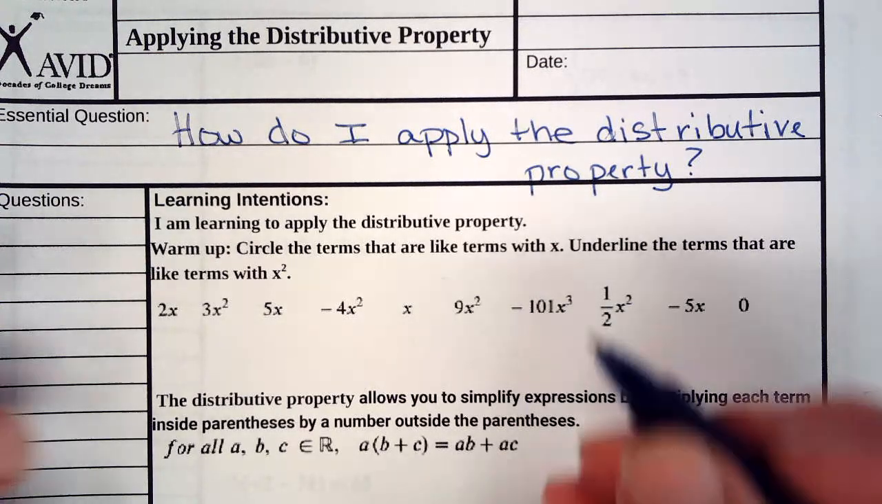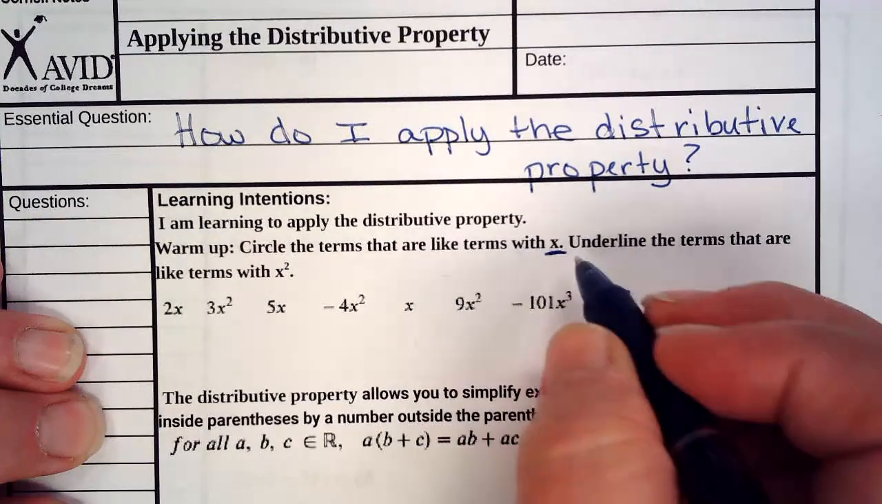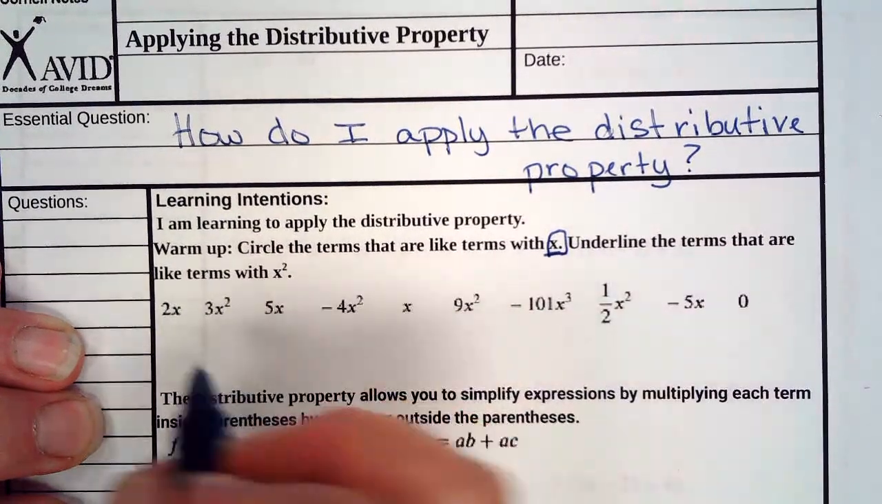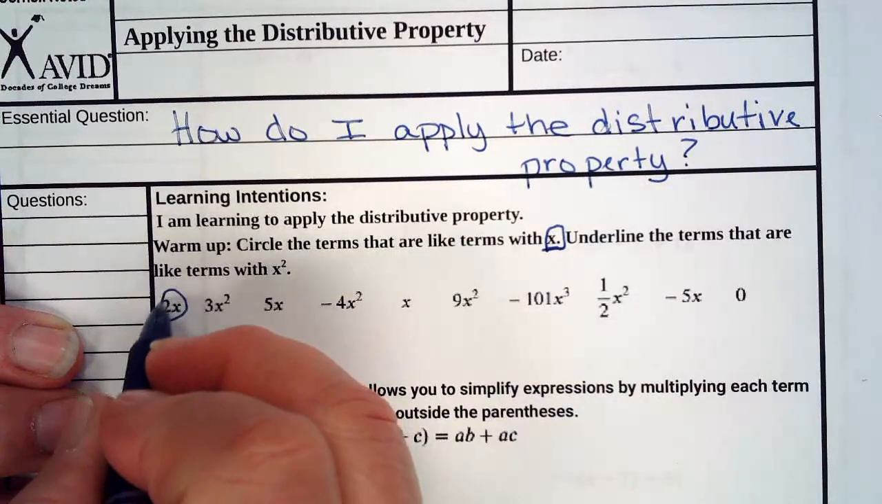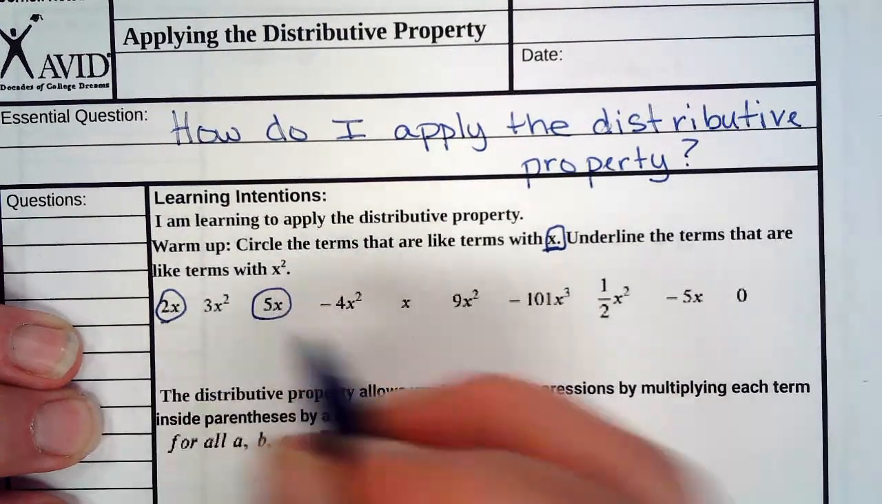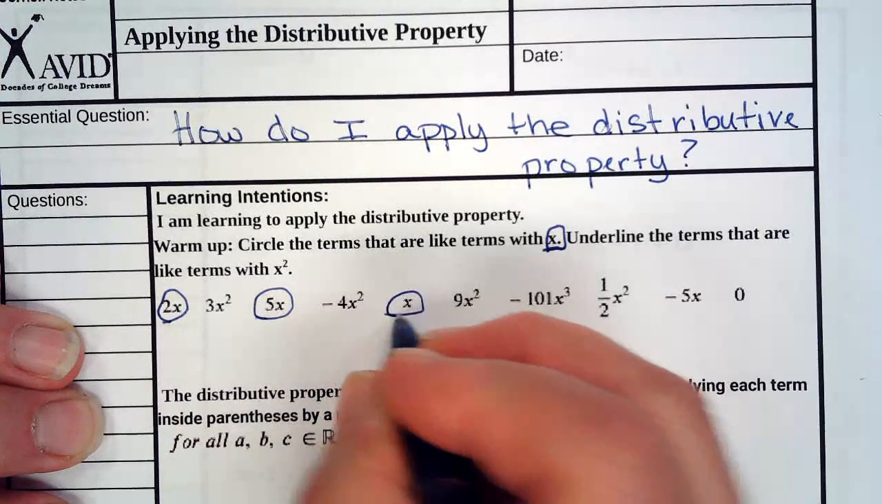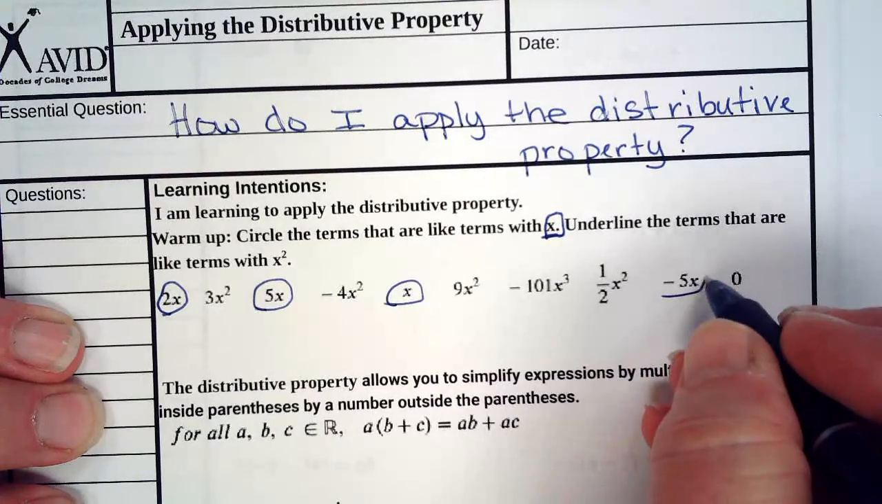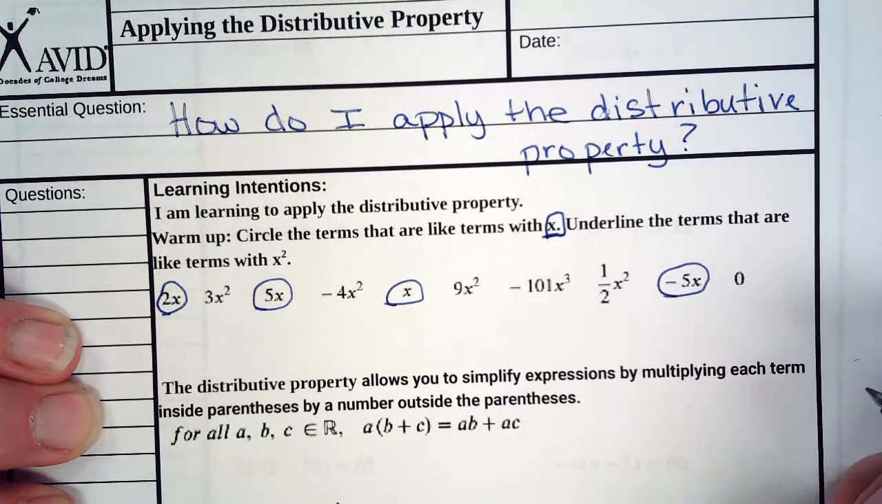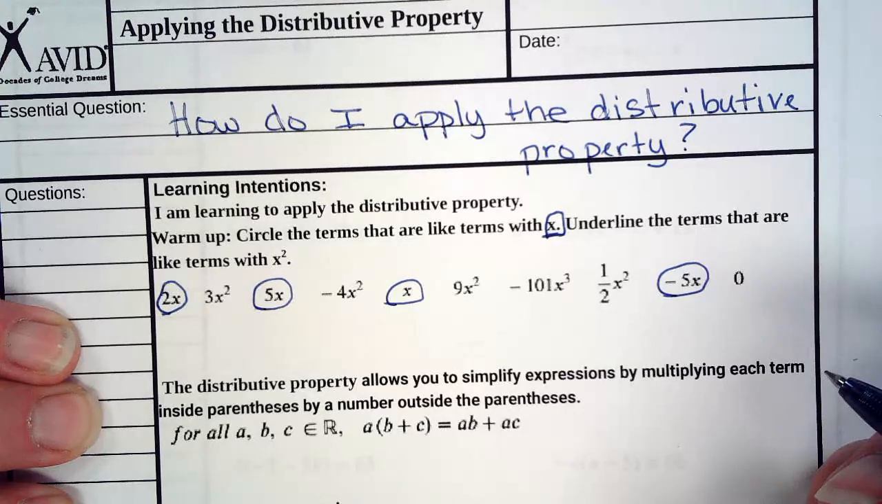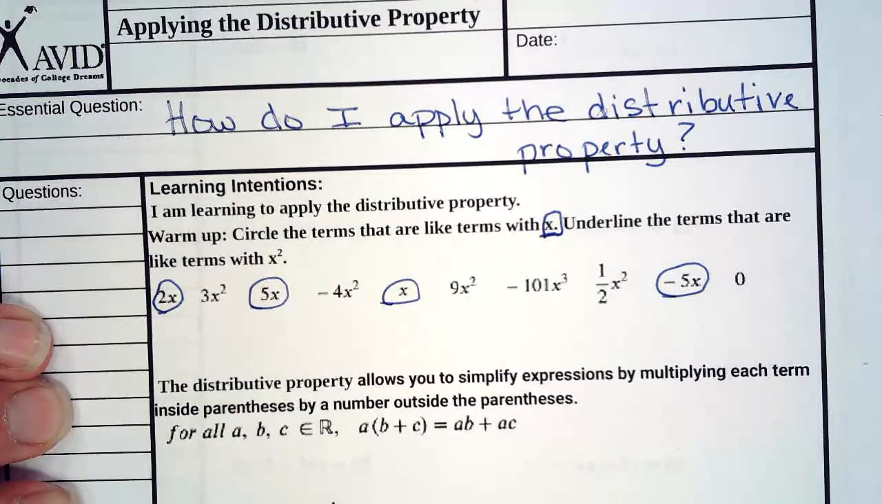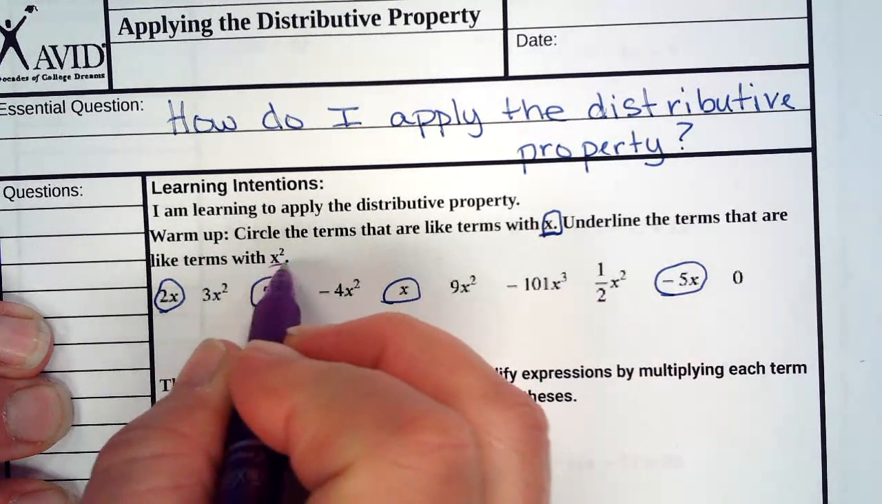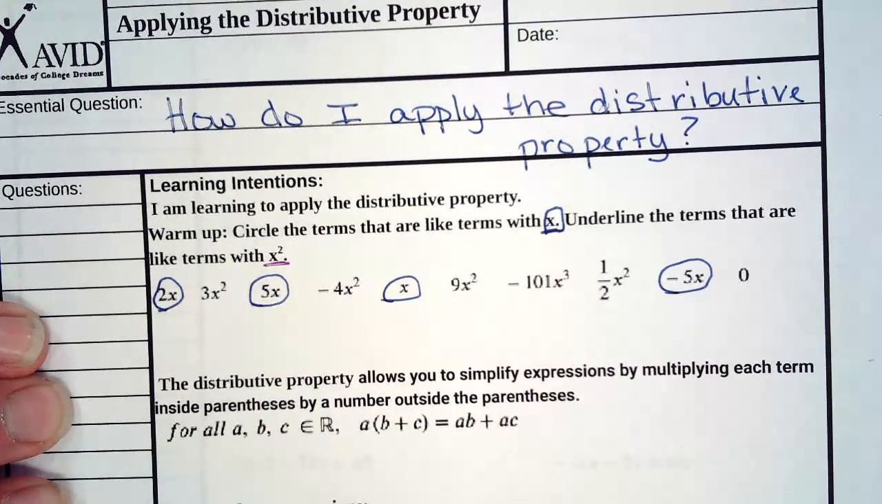Well, I hope you tried it on your own. We're supposed to circle the like terms for x. This has an x in it, this has an x in it, this has an x in it, nothing else. As I'm looking, here's another x, and that's it. The rest of the terms are either numbers, which we call constants, or x squared or x to a higher exponent. We're supposed to underline the ones that are with x squared.